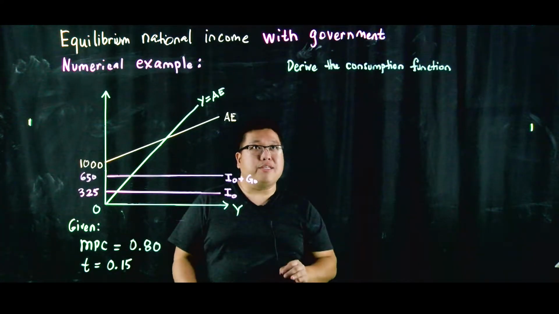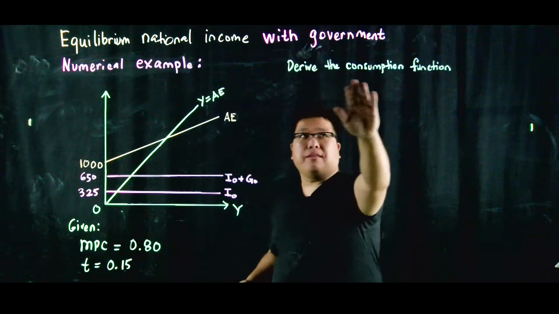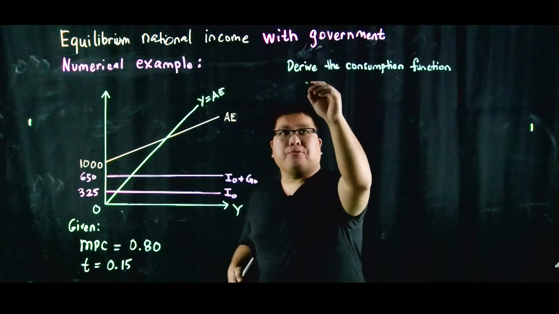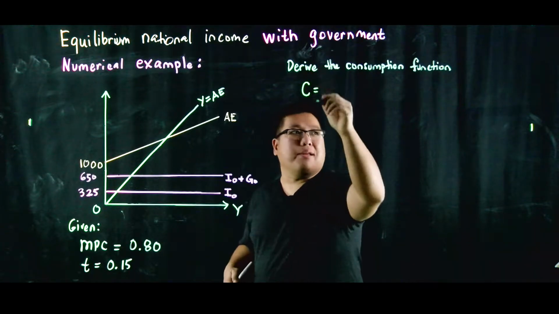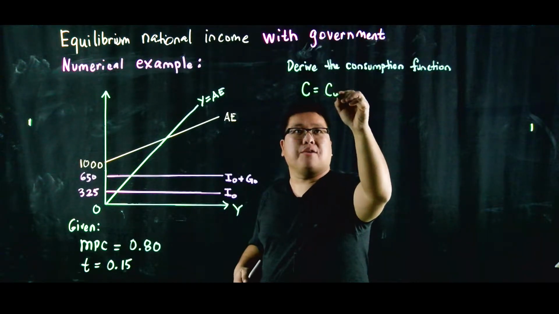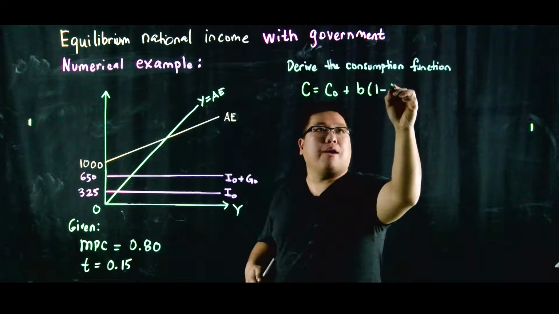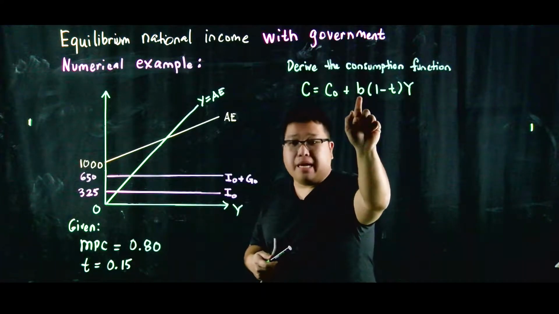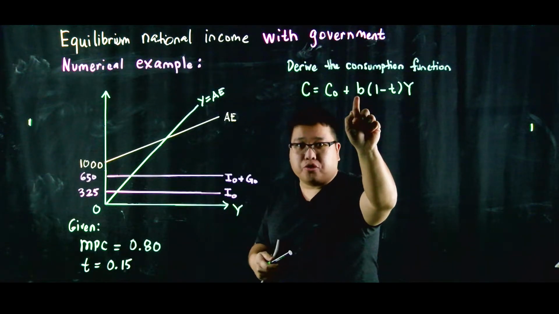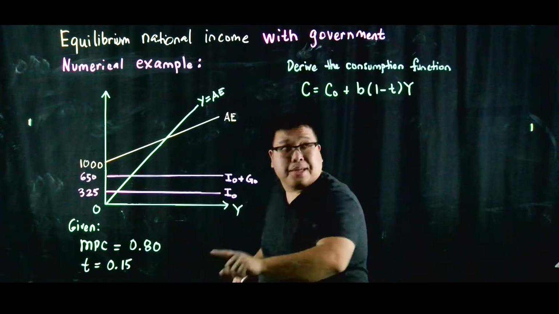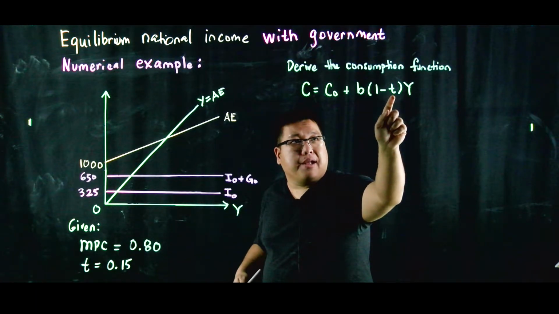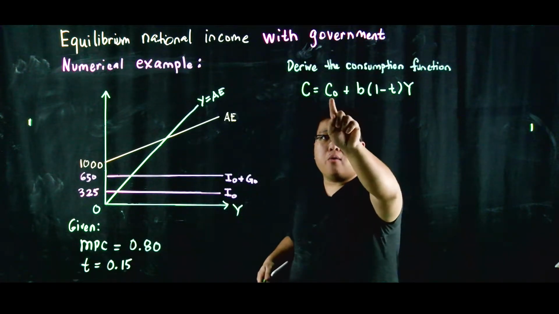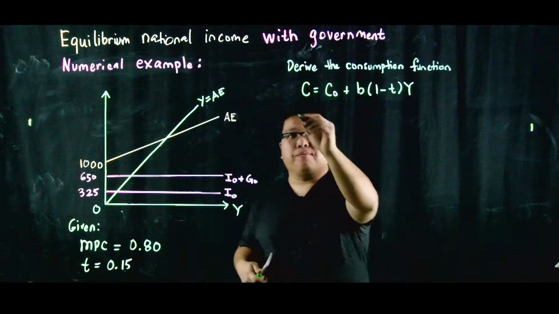Now what we need to do is derive the consumption function. Remember that the consumption function looks like this when you have government: C equals C sub 0 plus b times (1 minus small t) times y. We know that this small b is our marginal propensity to consume, it's right here, 0.8. And the small t right here is 0.15. So we're good with these two. But how do we find C sub 0?